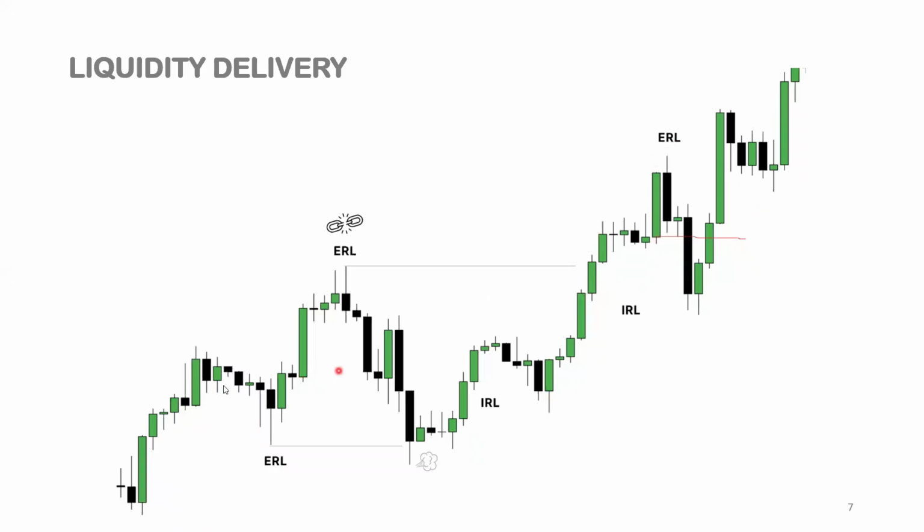And already price is bullish. You can see highs have been broken and the lows have been preserved. So we are not expecting to sell in this market condition. Okay, so let's move to the next.